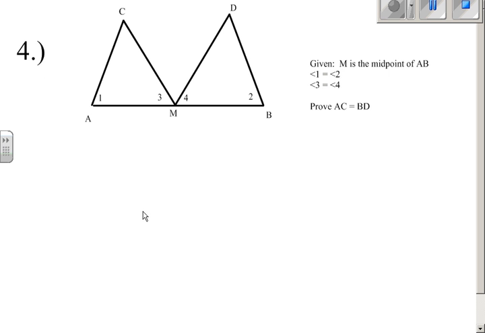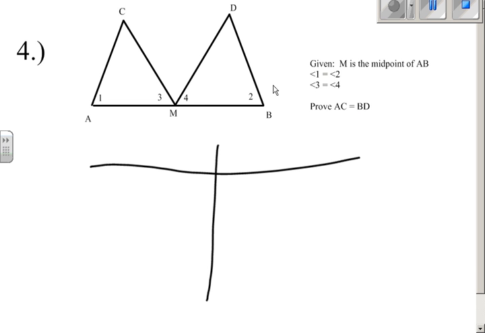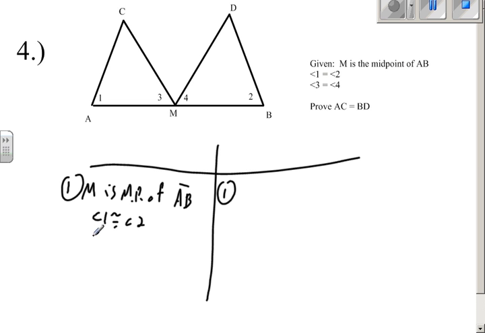Number 4, we're given that M is the midpoint of AB. Angle 1 is congruent to angle 2, and angle 3 is congruent to angle 4. So we're going to put all that down in our given. M is a midpoint of segment AB. And we have angle 1 is congruent to angle 2, and angle 3 is congruent to angle 4. We're trying to prove that AC and BD are equal, this and this. Now do you see if we had two congruent triangles, those would be congruent by CPCTC. So I'm going to try and get two congruent triangles.